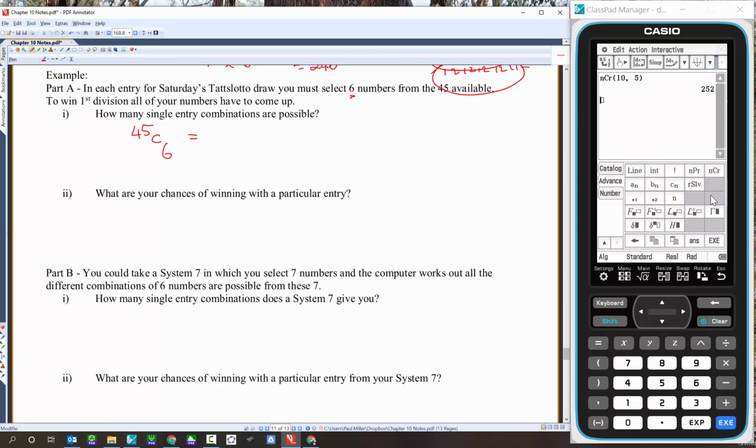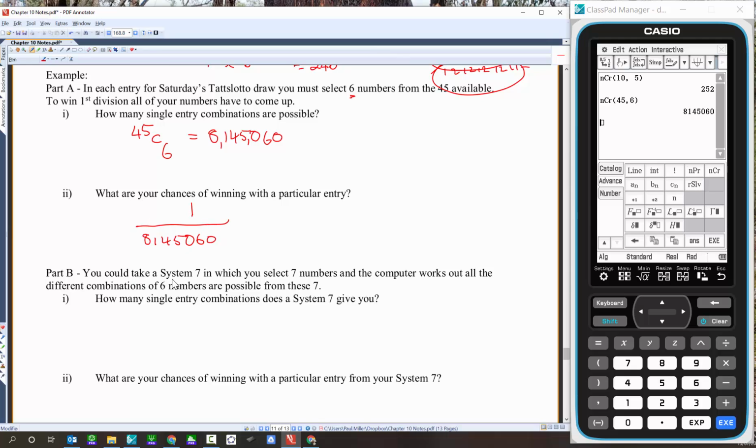And this one here has got to be done on the calculator, okay, because playing Tats Lotto is ridiculous. Don't bother, because that's the number of single entry combinations. 8145060. You got to be in it to win it, but bugger that. What are your chances of winning with one particular entry? Your chances are your one entry over 8145060. That's your chance of winning Tats Lotto with a single entry.